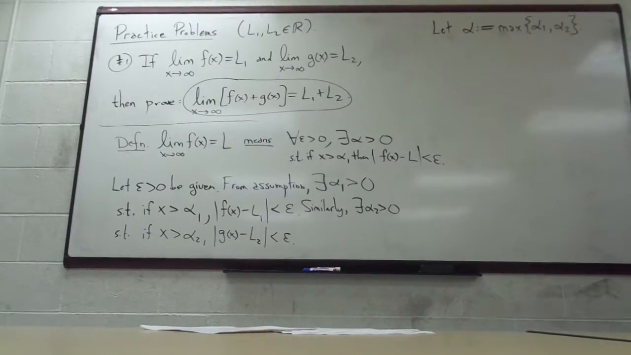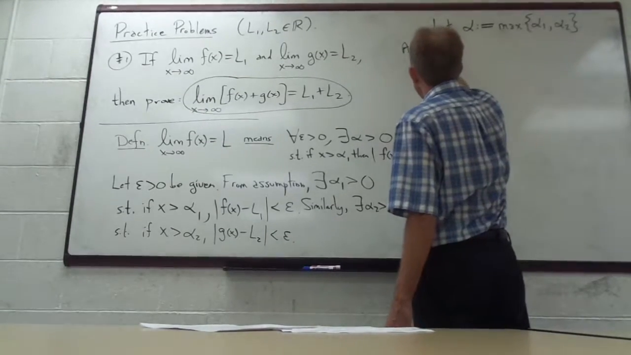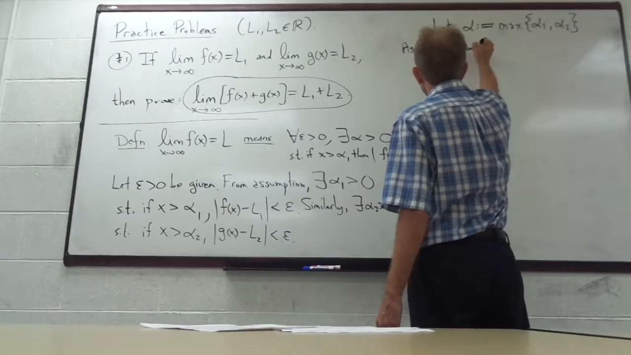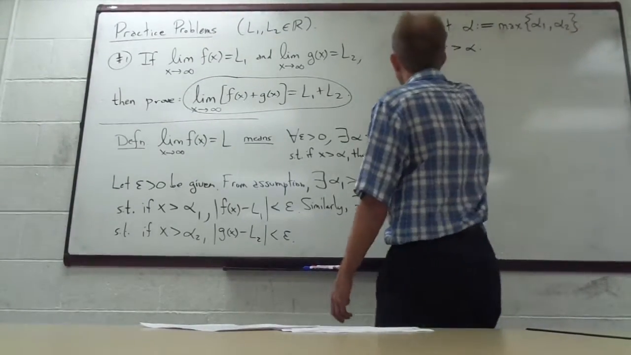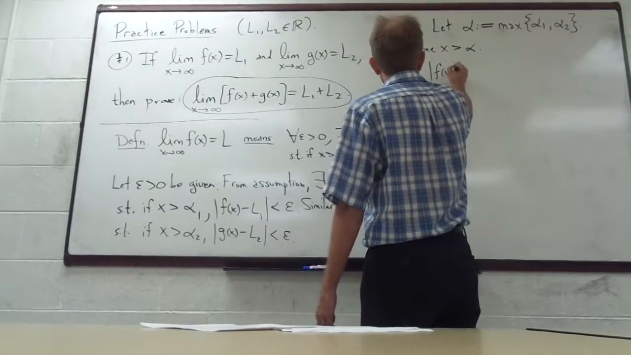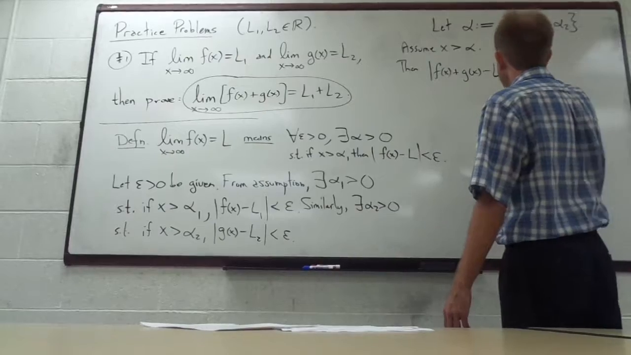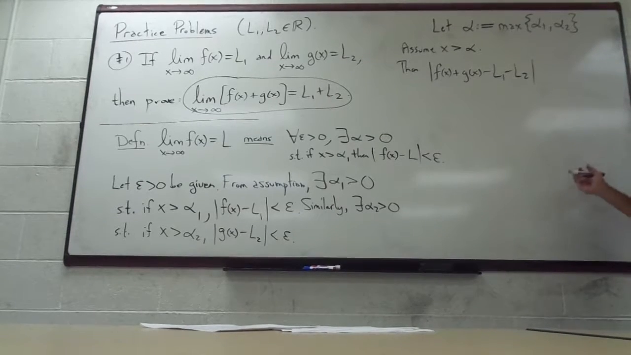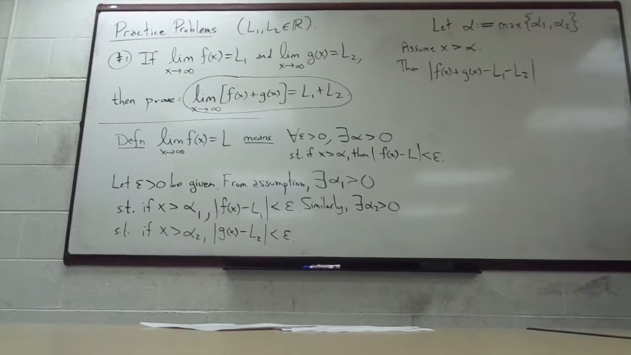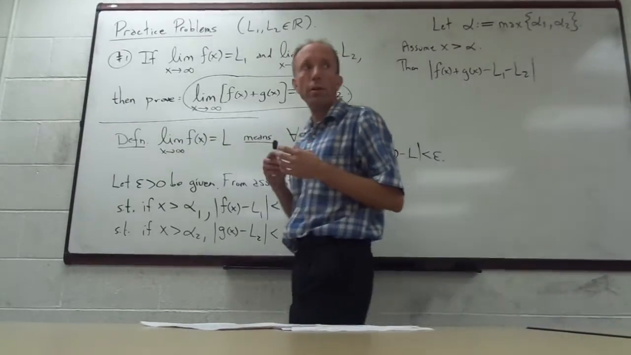Okay, and now we have to check that that alpha works. So I'm going to assume that x is greater than alpha. And I'm going to check that if I take absolute f of x plus g of x minus L1 plus L2, which I'm going to write this way, I'm going to just subtract the L1 and the L2 like that. I want to just check that that's less than epsilon. Okay. Do you guys think that this is going to work?